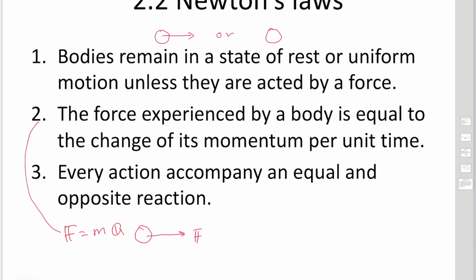And the third law says if we consider two objects, every action accompanies an equal and opposite reaction. So if this is action F, then the same amount of force but in the opposite direction acts on the other object, minus F. This is Newton's third law. So we are going to use Newton's laws to derive the motion of the planets. Okay, this is the end of this session.